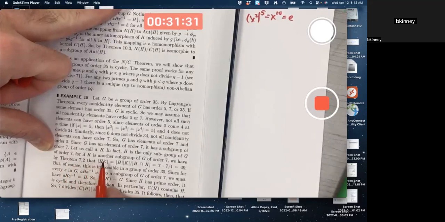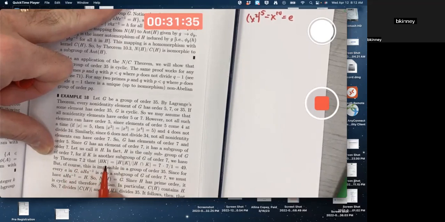Because if K was another subgroup of order 7, back in chapter 7 we had this fact, which I did briefly talk about in the lectures. It's not a real big emphasis for us, but HK is the set of all products of elements of H with elements of K. It's not necessarily a subgroup of G, actually, unless one of these subgroups is normal. But you can still talk about how many elements it has.